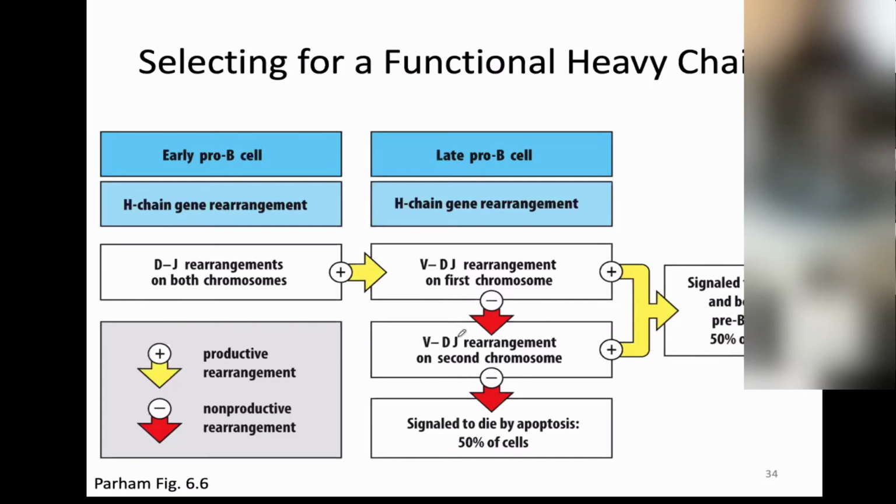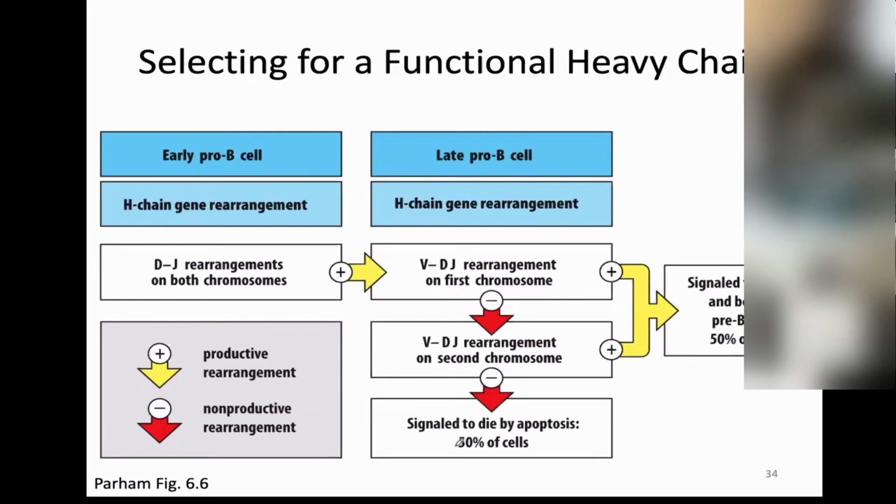And the cell will then try to maybe test that receptor. If this one, the second try, worked, then the cell is good. It gets to keep going. If not, then the cell is never going to get a signal to survive, and that cell is going to die by apoptosis.